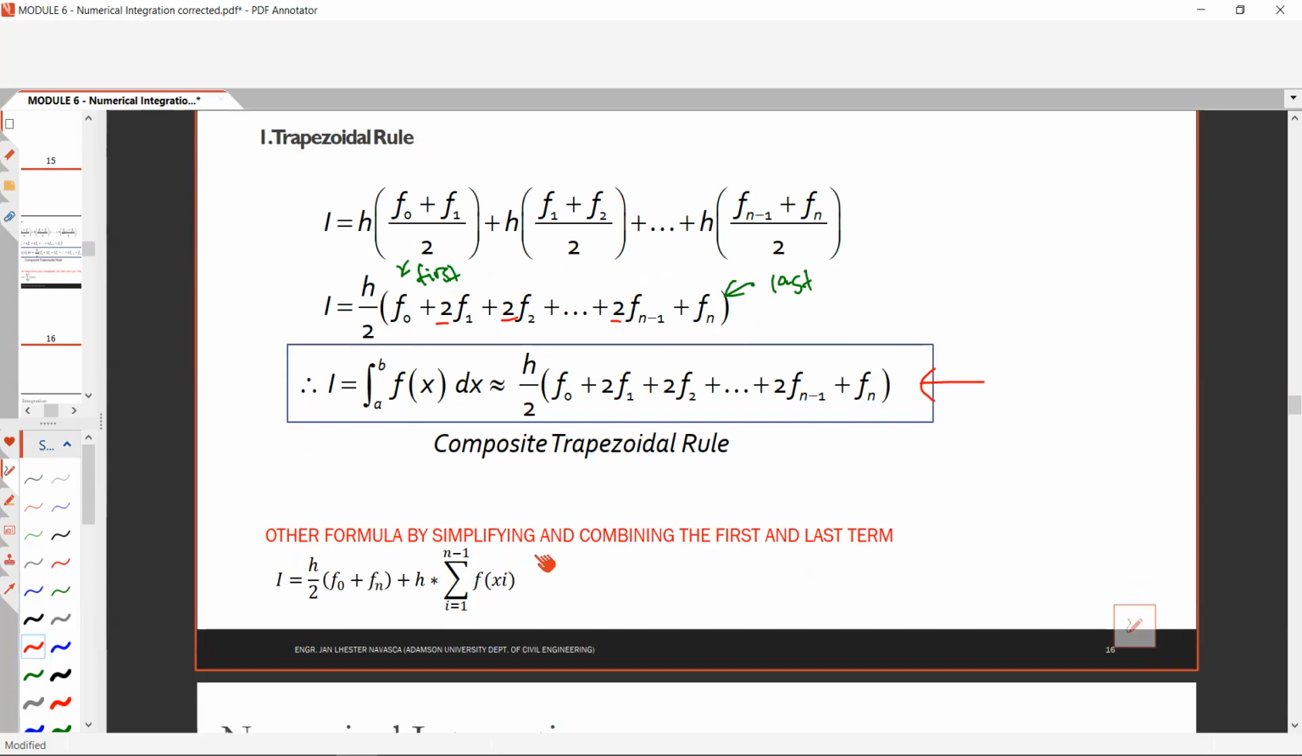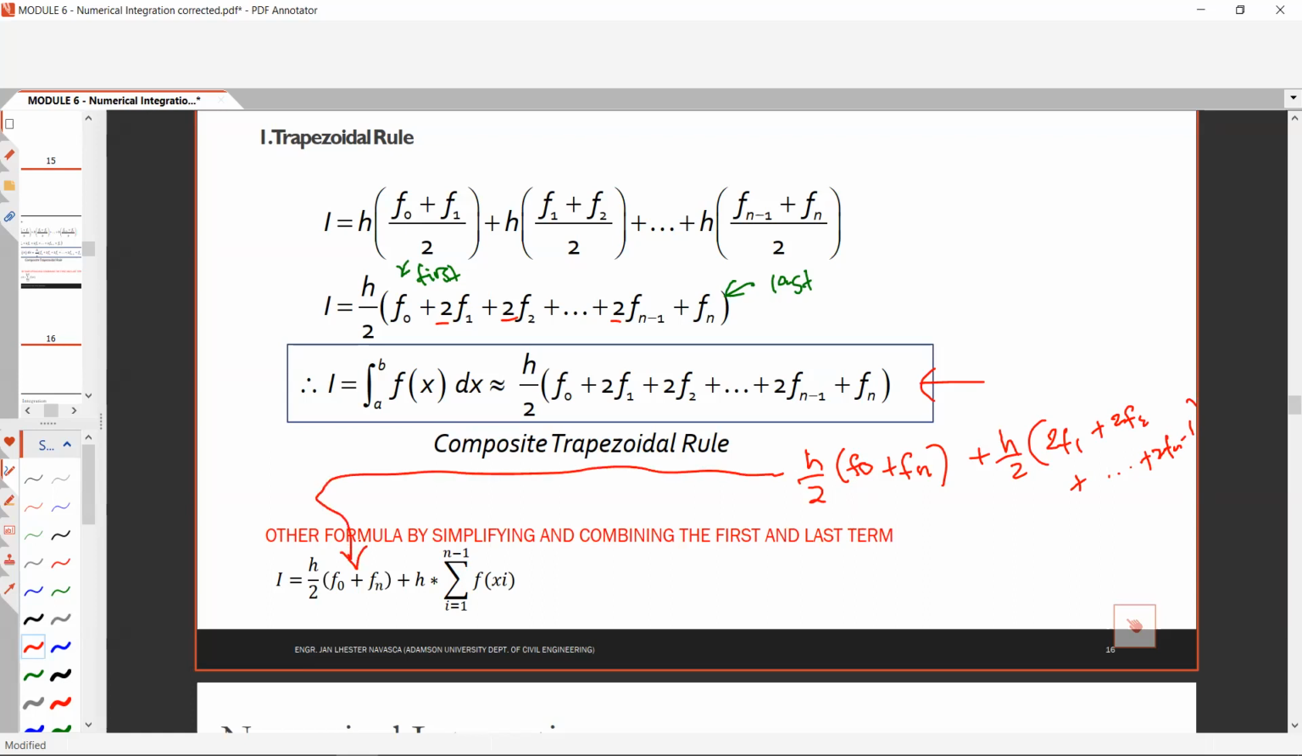So how was this derived? Notice the expression above: we just factor out the first and last term. So h over 2 times the first and last term, f of 0 plus f sub n, then plus h over 2 times 2f sub 1 plus 2f sub 2, and so on up to 2f sub n minus 1. So this is the first term.